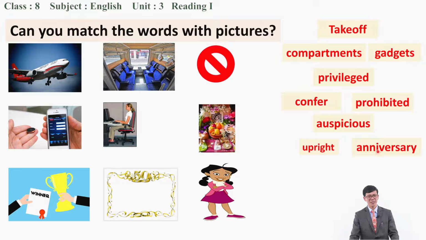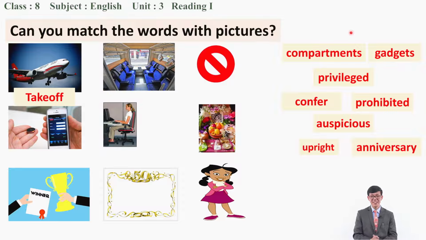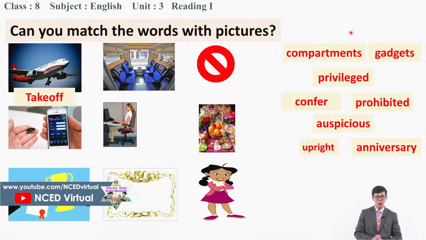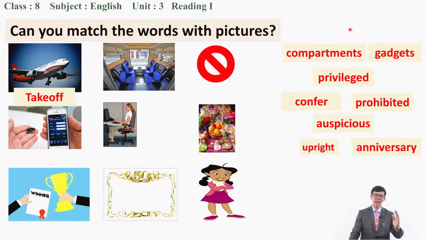Now, can you guess which picture matches with the first word, take off? Very good. You might have guessed correctly. So, your right answer is good. Yes, you can see the plane taking off there. Right, so that is take off. The plane is taking off from Kathmandu to New Delhi.